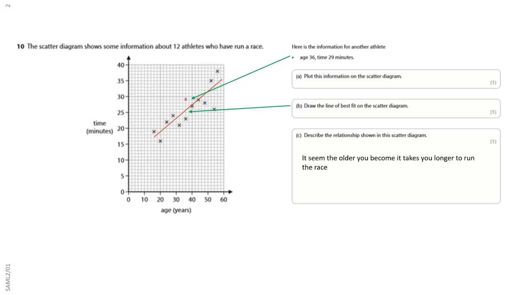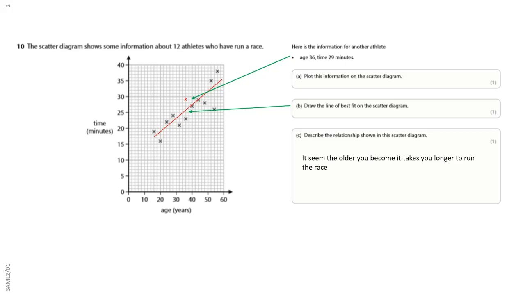This, on the other hand, might look a bit more scary. A scatter diagram shows information about 12 athletes who have run a race. Okay, here is the information. Plot this on the scattergram. So the green arrow I've got going down from age 36, and 29 minutes, is you need to find those details physically on the diagram. So you're plotting where 36 is, and you're then going to plot where 29 minutes is, which I've shown with the red arrows, red cross there.